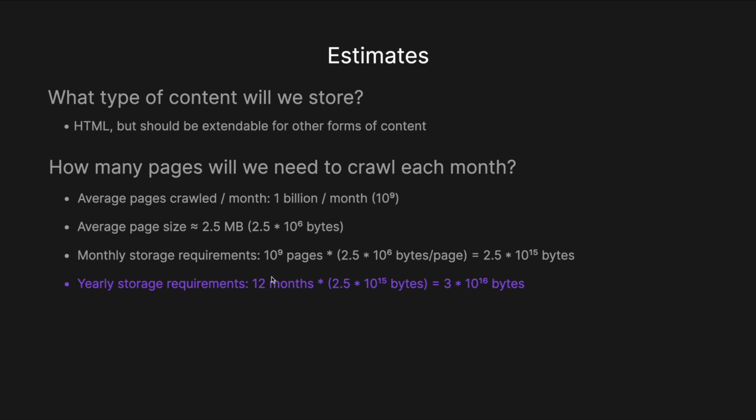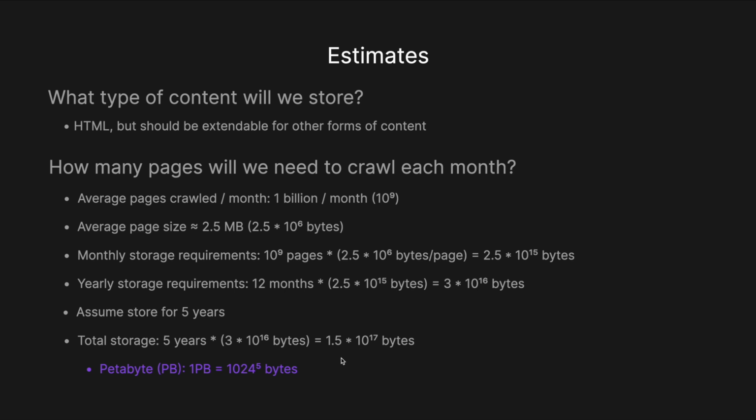And then for yearly, we just multiply that number by 12. 12 times 2.5 is 30. So again, using our exponents, we can move one over, so 15 gets bumped to 16, and it's 3 times 10 to the 16 bytes. If we assume we're storing for 5 years, we multiply that by 5, giving 15, and similarly moving it across, we've got 1.5 times 10 to the 17 bytes. To convert that to petabytes, where 1 petabyte is equal to 1024 to the power of 5 bytes, we simply divide those numbers, and we've got 133 petabytes. This is a lot of data that we've got to store, and we've got to take that into consideration when we're looking at our architecture.